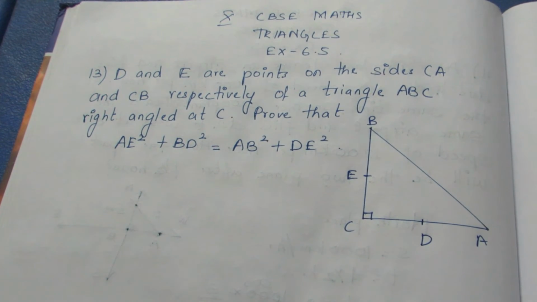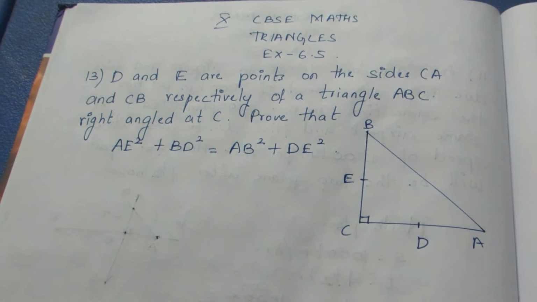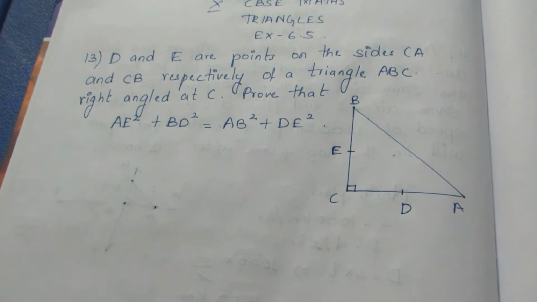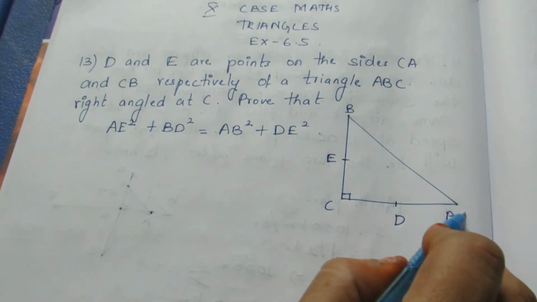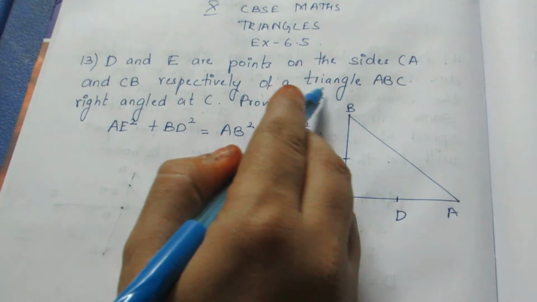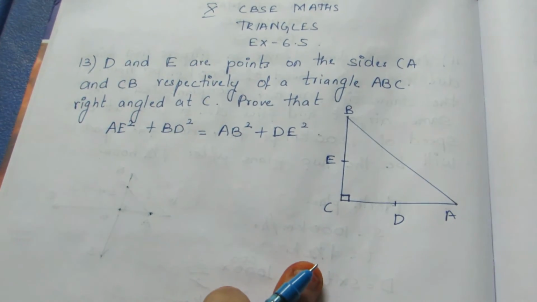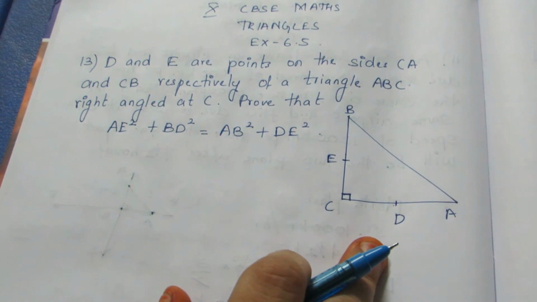Today we are going to see 10 CBSE Maths Triangle Exercise 6.5 question number 13. Let's see the question. D and E are the points on the side CA and CB of a triangle ABC right angled at C. So I have drawn a right angle triangle ABC, right angled at C. So D and E are the points they have said.